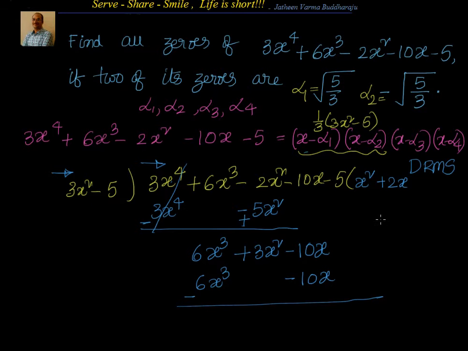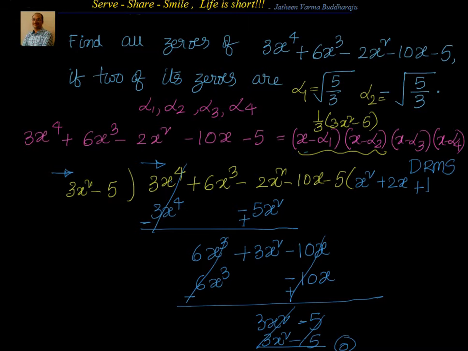If we subtract the last step we did, then these two will cancel out and we will have 3x square, and what is left out is minus 5. Now we can see 3x square minus 5, 3x square minus 5 one time. So I can say 1 into 3x square minus 5, and when you subtract them they will cancel and you will get remainder as 0.